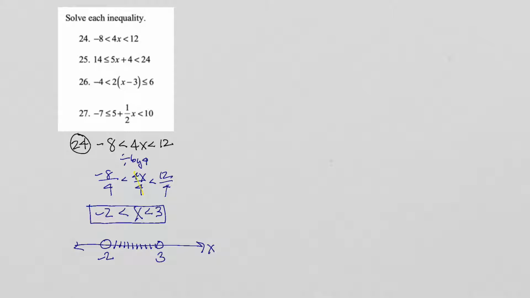And then we could even write this in interval notation. Interval notation, remember, goes lower limit, comma, upper limit, or left, comma, right. So I can see what I've got here. I can see it here too. So I'm going to write negative 2, comma, 3. Negative 2 is not included, so parentheses. 3 is not included, so parentheses.